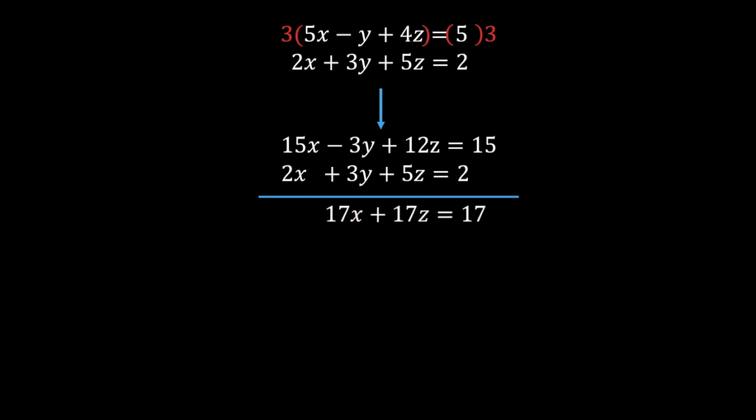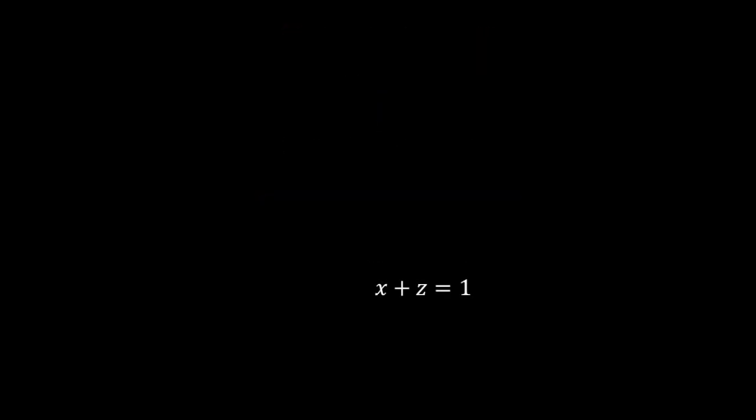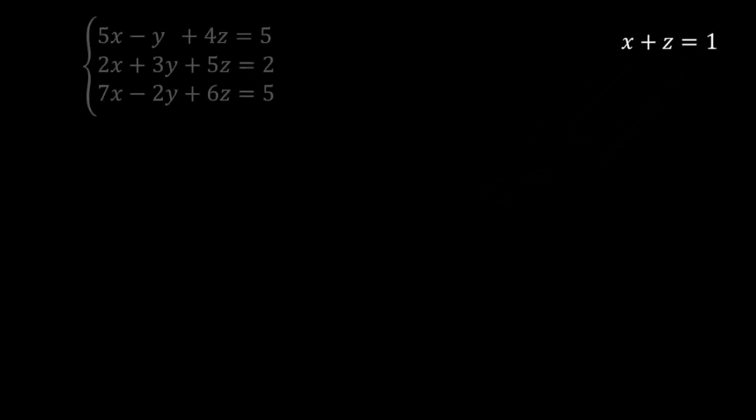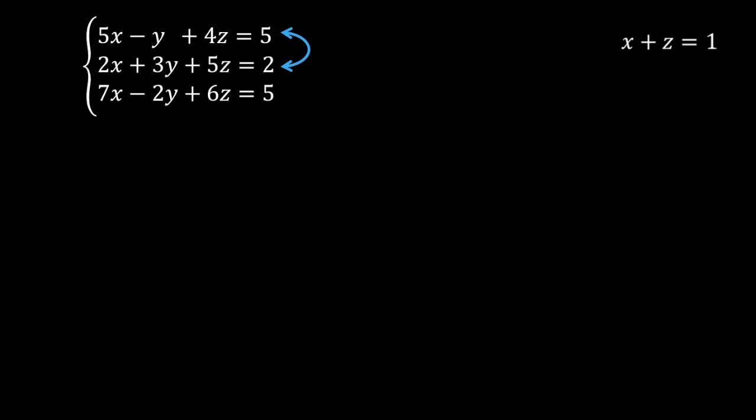It would be better to simplify the equation. Dividing both sides by 17, we get x plus z equals 1. Now, this is an equation that involves only 2 variables, x and z. I obtained this by pairing up the first and the second equations. I will now obtain another equation that also involves x and z. This I can do by pairing up the first and the third equations.